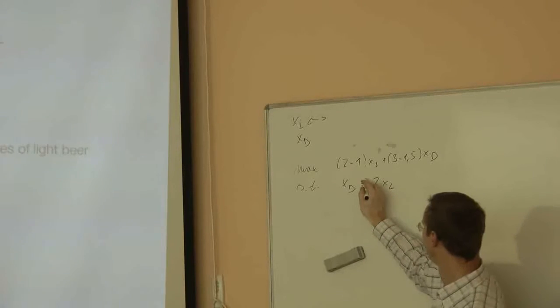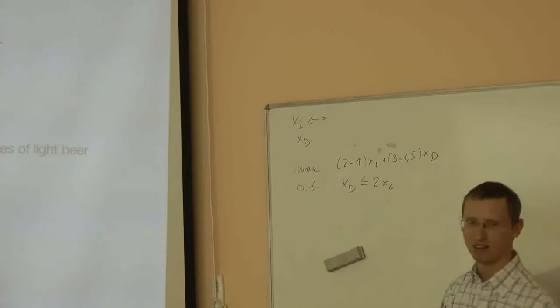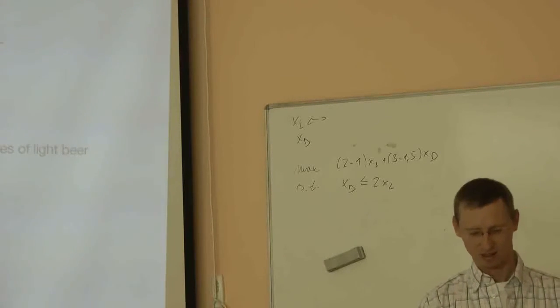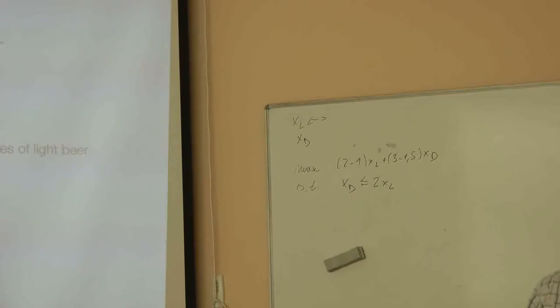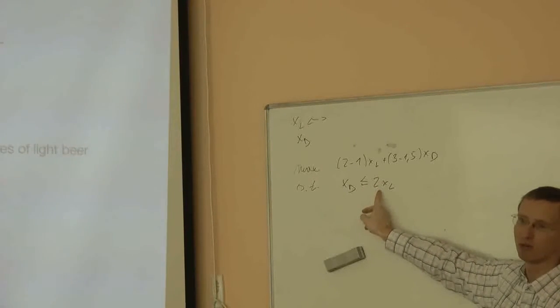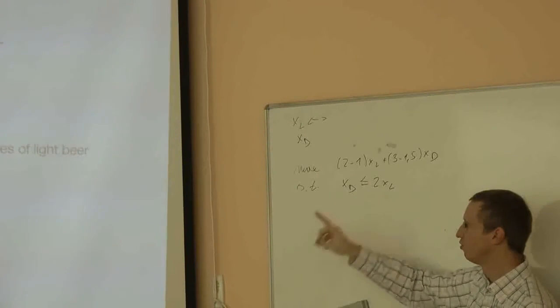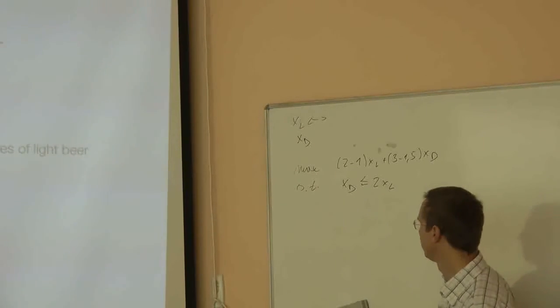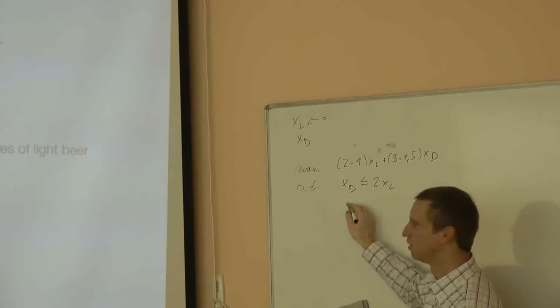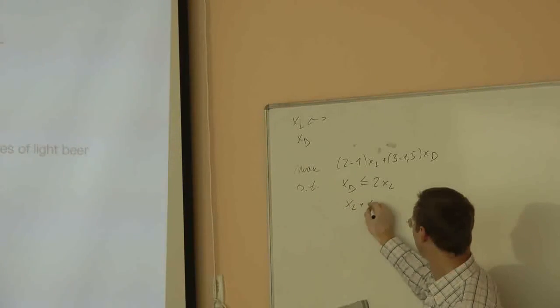Smaller. Like this? So does it hold? If I buy 2 liters here, I buy 4, but I can also buy 5, and the relation holds. Okay? So that's okay. How do we write the final constraint? XL plus XD.